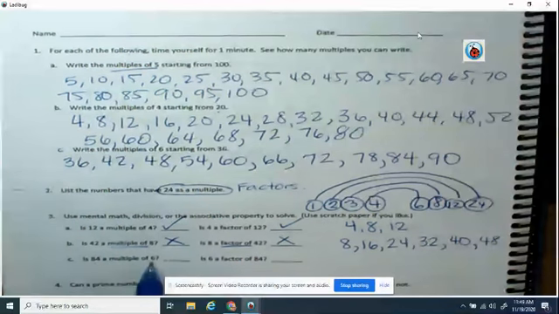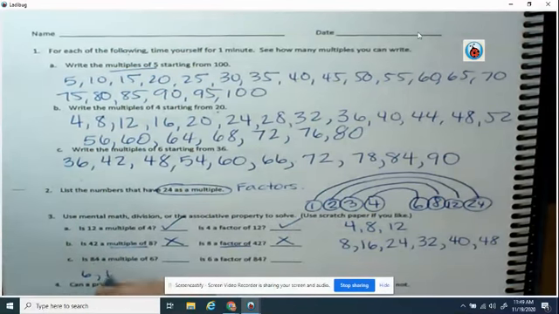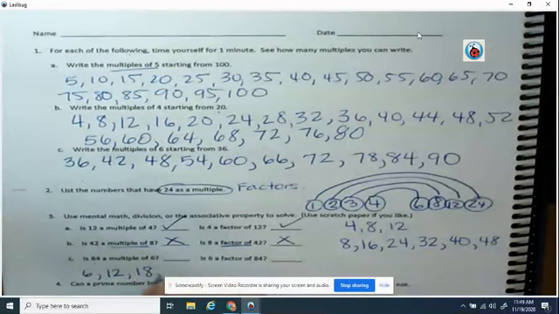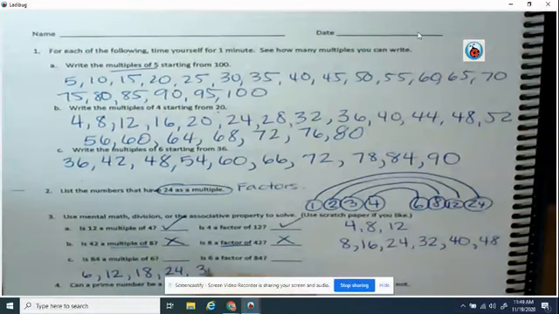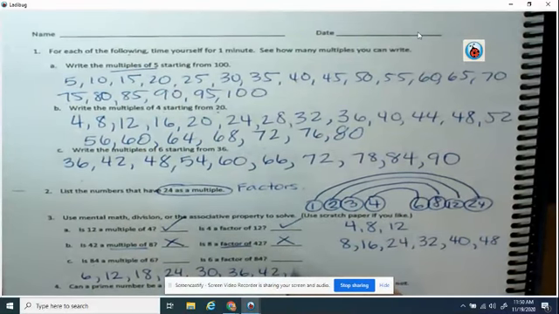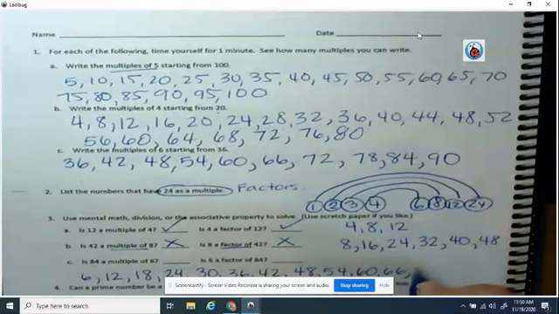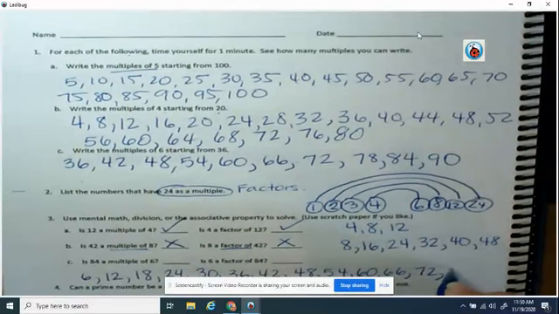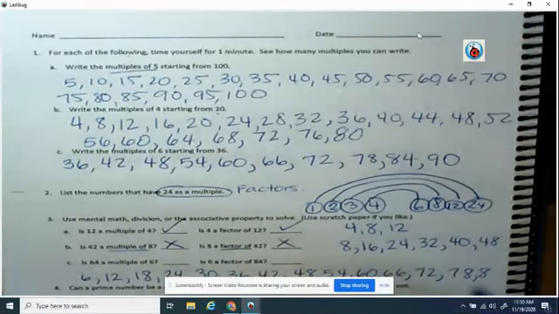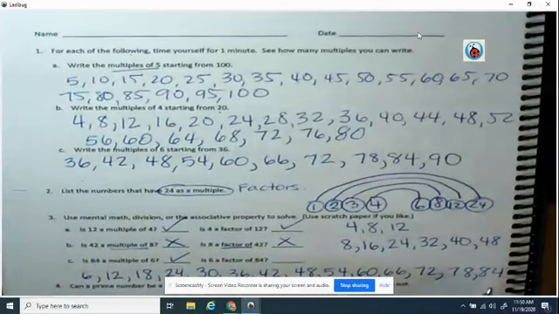Is 84 a multiple of 6? So let's do 6, 12, 18, 24, 30, 36, 42, 48, 54, 60, 66, 72, 78, 84. Yes, eventually, if I counted by sixes, I would say 84.